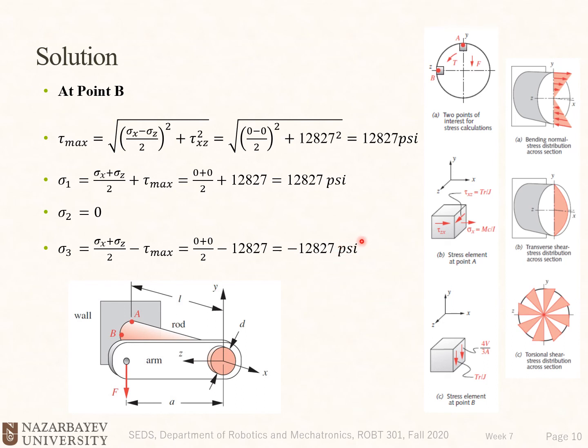Okay, and now we could compare point A and B and see which one has a maximum principal normal stress. I'm going to leave that part to you, and that could be used as a criterion for a vulnerable point. Which point is the most critical point?